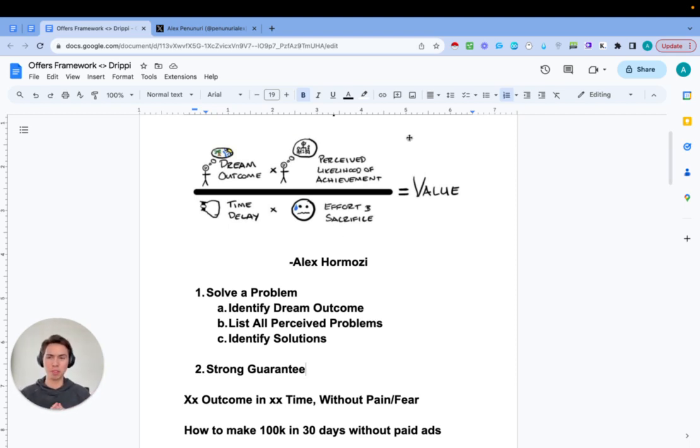Because they're like, okay, well, this guy is super confident in his ability to get me results, that he's guaranteeing that he's going to double my investment, right? And so the perceived likelihood of achievement goes through the roof. You've already told them that you know how to get your dream outcome, which has to do with the wording, which we're going to get into. But that's basically what you want to do. And having a really strong guarantee is a super easy way to increase the perceived likelihood of achievement.